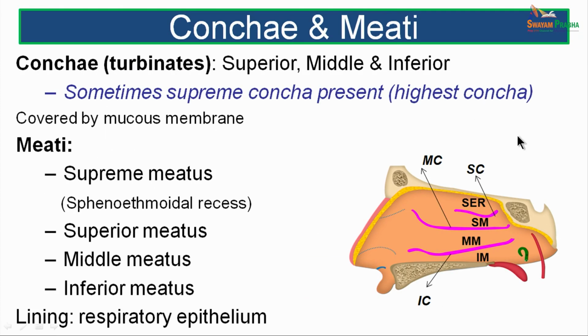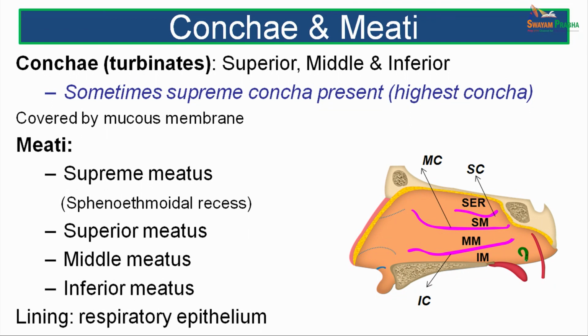Now we see the conchae and the meatuses. The conchae, also known as turbinates, are three in number: the superior, middle and the inferior concha. Sometimes there may be one more concha which is seen, that is the supreme concha or the highest concha. These conchae are covered by mucous membrane. Spaces related to the conchae are known as meatuses.